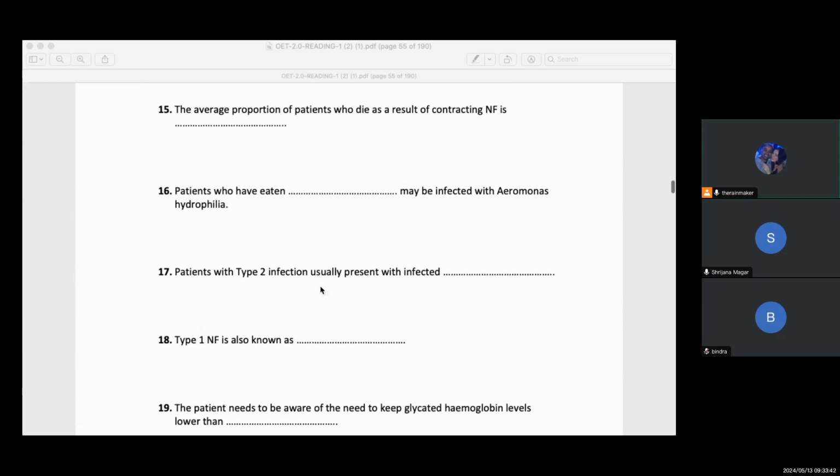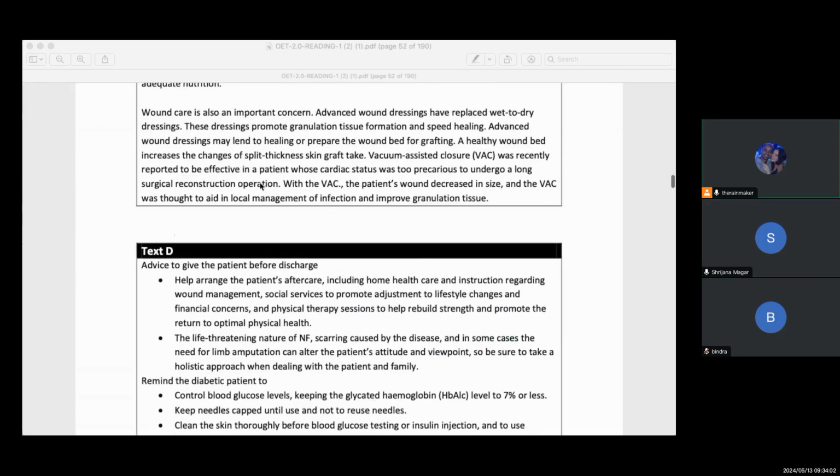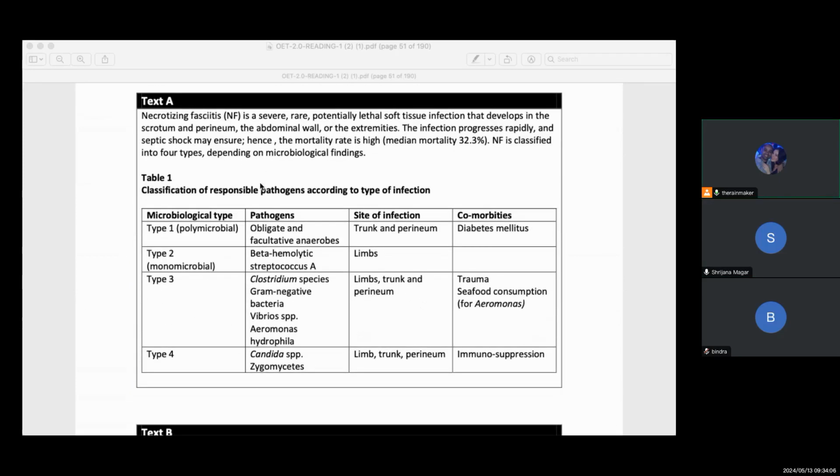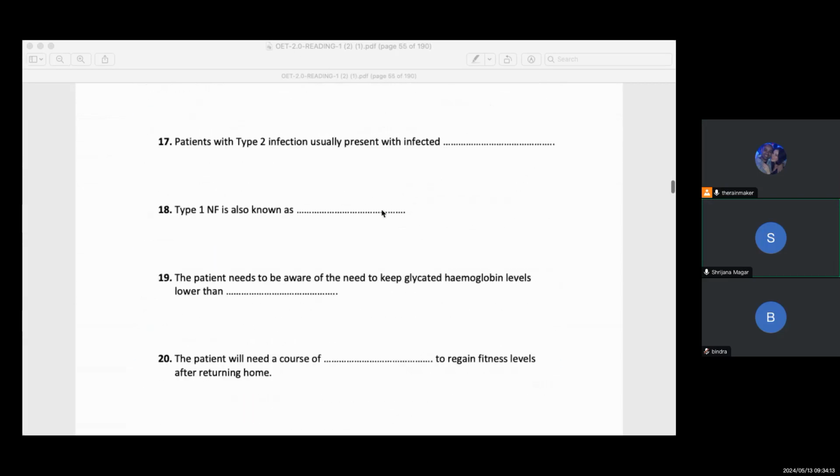Then we are entering the fill in the blanks. The average proportion of patients who die as a result of contracting. Is the answer a number, in a percentage? So where do you think is the answer? Number 15, go. In A, look for a percentage. Remember, we have to hunt for the percentage. 32.3%. Sorry, mortality. Done, game over.